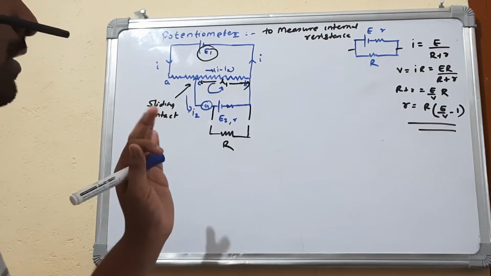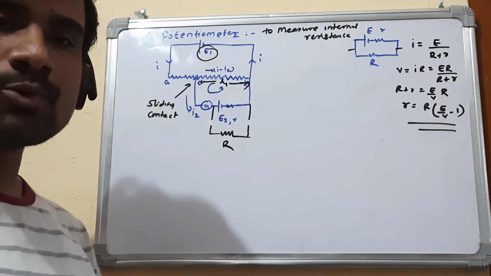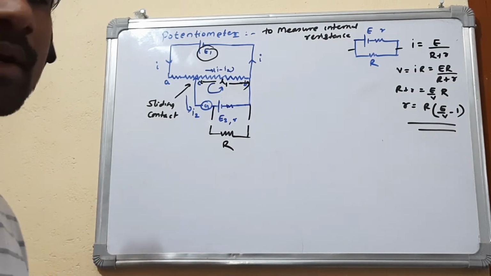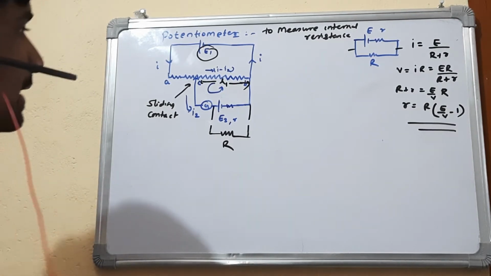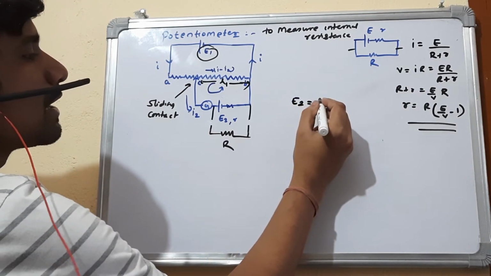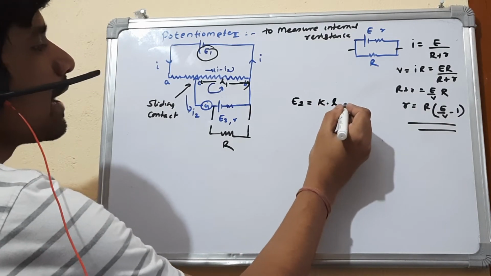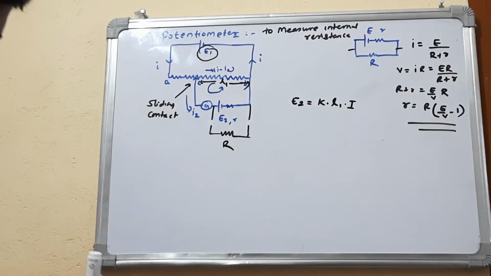So I2 gets a balance point and I2 becomes 0. At the balance point, I2 becomes 0, correct? And I can now write E2 as, like we wrote before, K times L1 and then I also. K times L1 into I, correct?